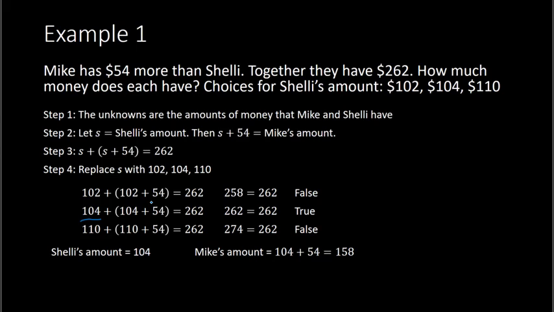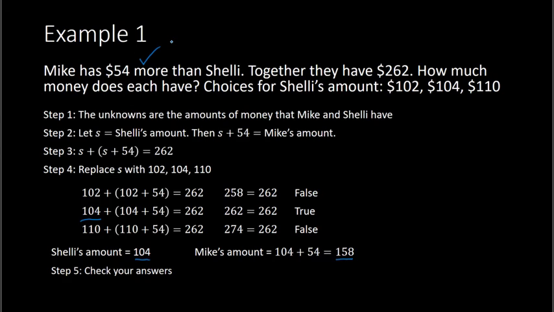So we've solved the equation. We just need to double check to make sure that we actually have the correct numbers. So we check the first piece of information. Mike has $54 more than Shelly. Well, that is true. Shelly has 104, Mike has 158. 158 is 54 more than Shelly.